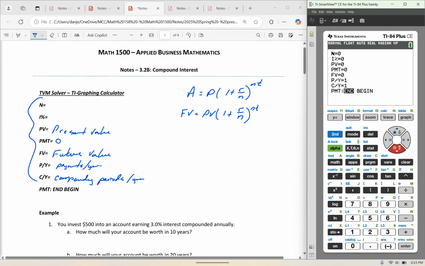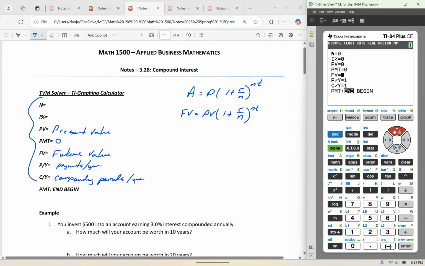Typically, my interest is paid to me at the end of the month. I deposit money into my account at the end of the month. My payments are due on a loan at the end of the month. So for the purpose of this course, it's going to stay on end. That's not going to change.